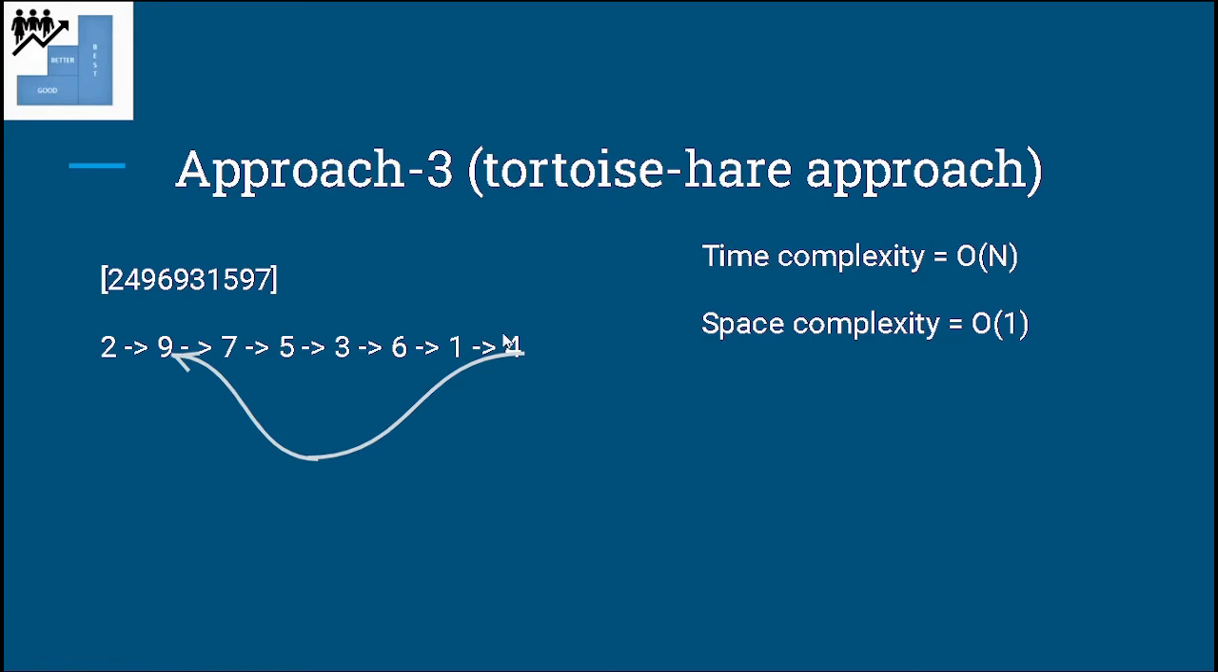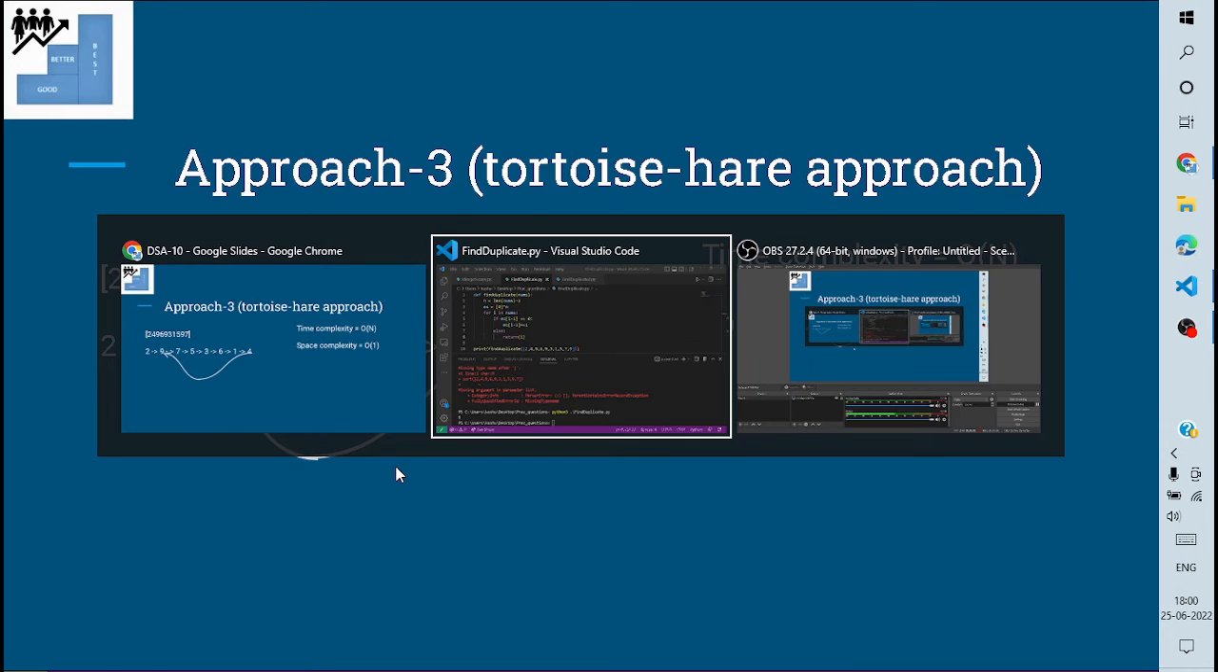So what we'll do is, once the collision point is known, we'll take one of the pointers and place it at the starting location. All right, and then we move both the pointers, slow pointer and the fast pointer, one step at a time. And at the second collision of the slow and the fast pointer, we'll get the duplicate element. So this is the approach. Let's see how the implementation is.